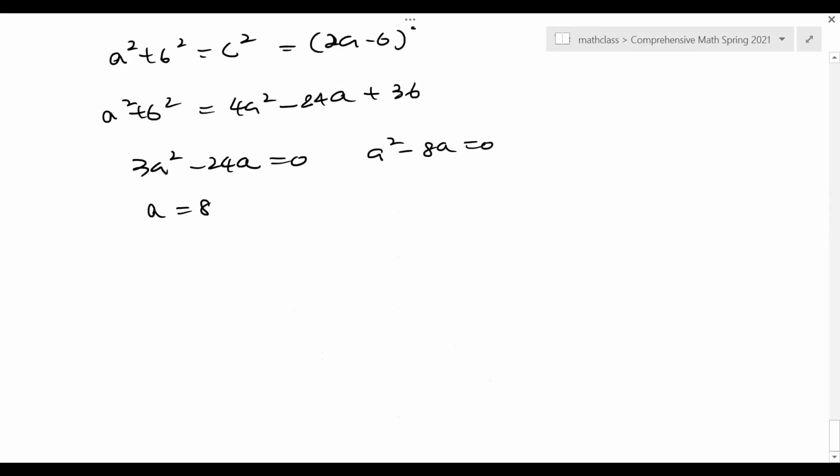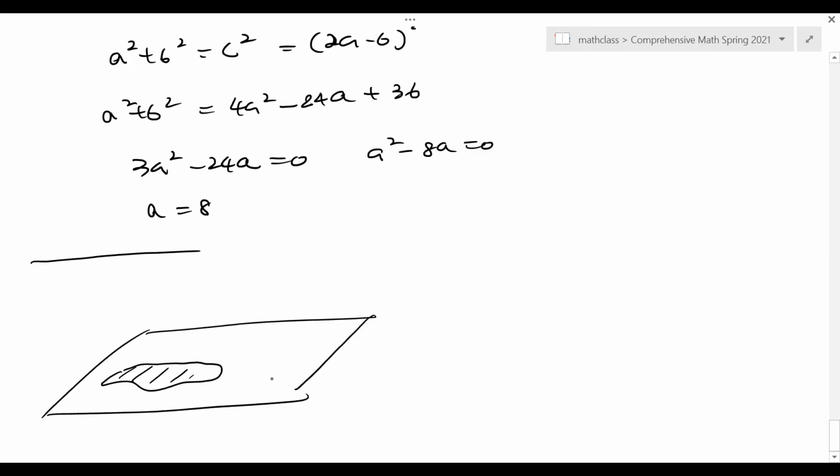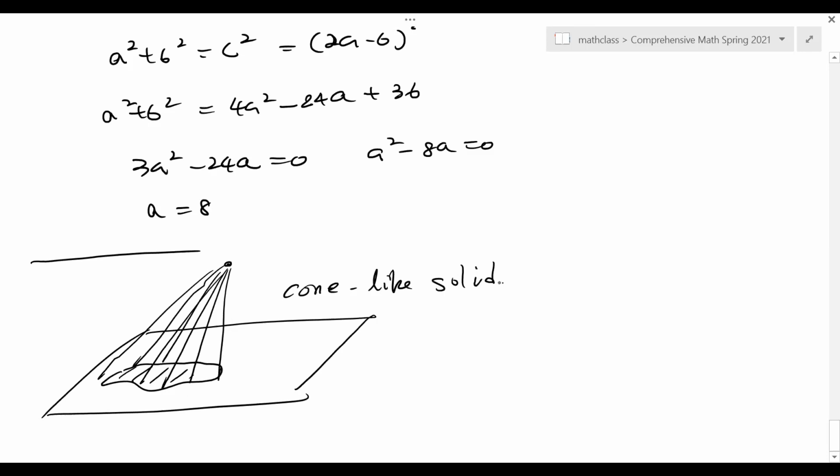Now, our next topic is about 3D. We call it the cone-like solid. If a cone-like solid is like that, first of all, you have a region in the plane, which is two-dimensional. And another point in space, you connect all the lines to the edge of the domain. So you get a cone. This is called a cone-like solid.